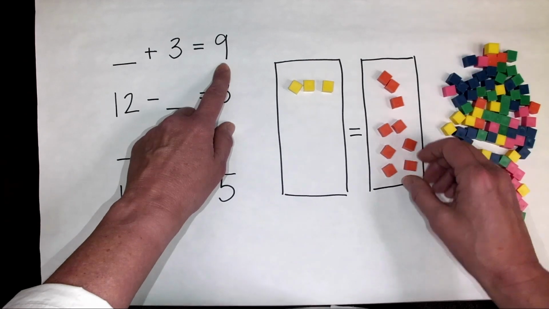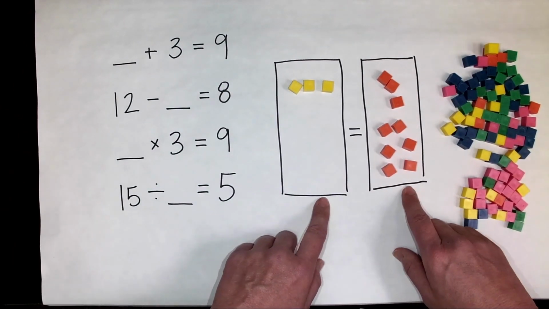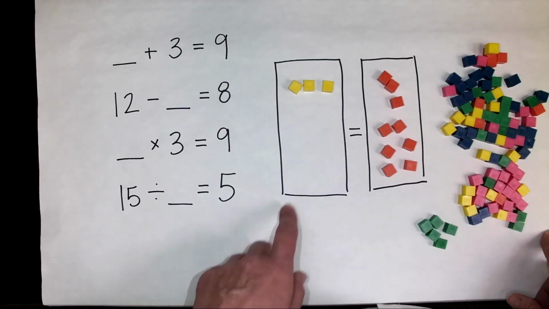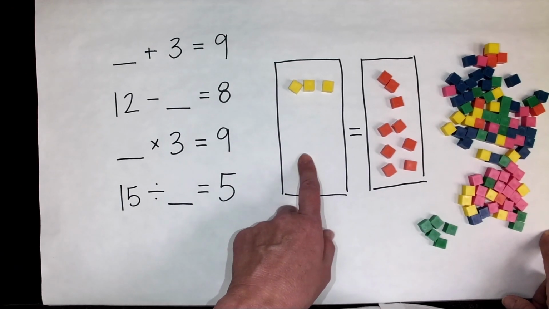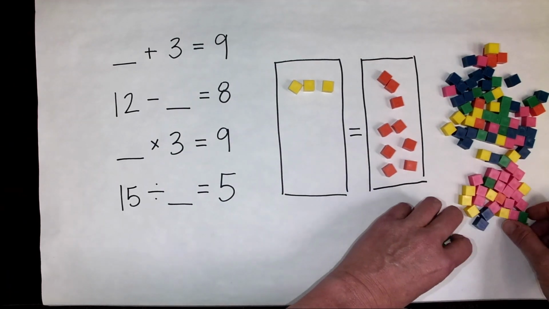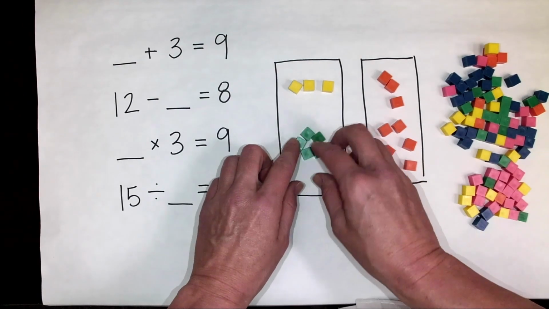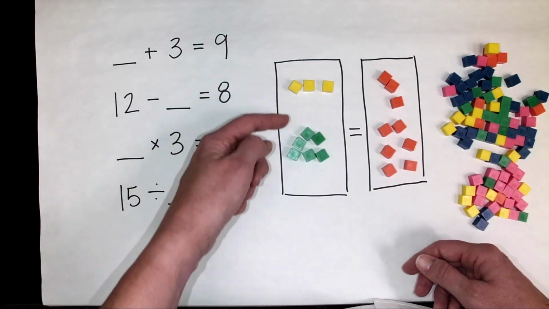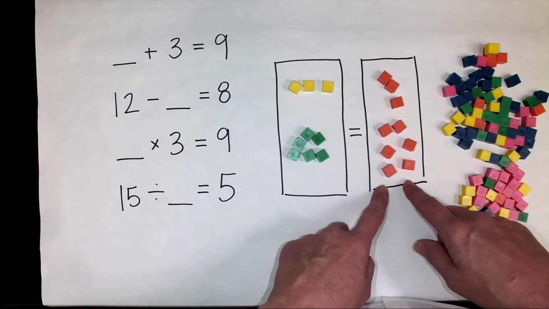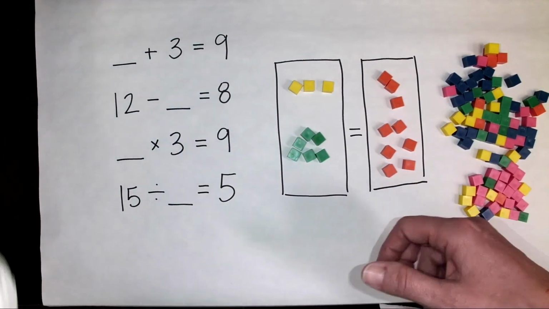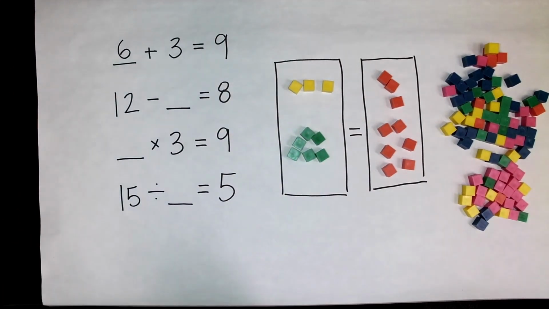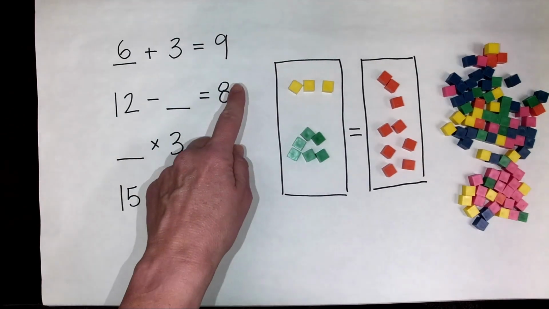Now, right now, these two sides of this mat are not the same. 3 is not the same as 9. So now I need to figure out how many I add to this side so that these two sides are the same. So let's see, if I add 1, 2, 3, 4, 5, 6, 3 plus 6 is the same as 9. I have 9 on this side and 9 on that side, so I could go ahead and write 6 in my blank space just like that. 6 plus 3 is the same as 9.